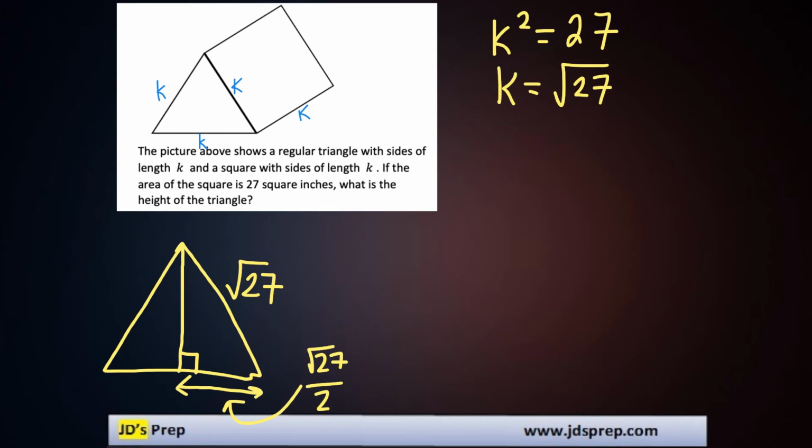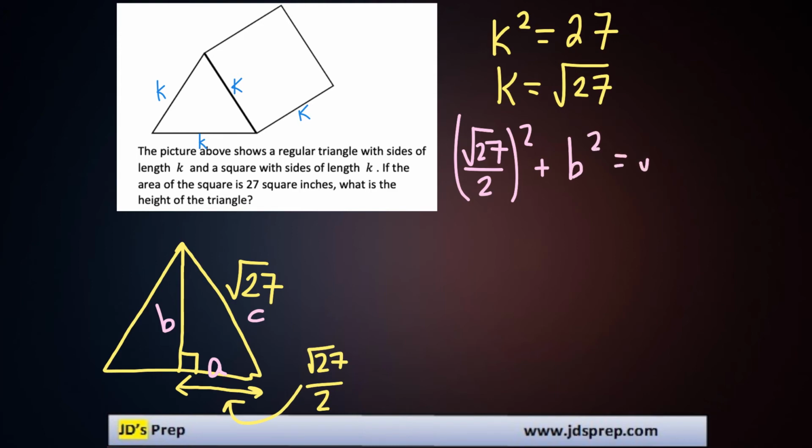Okay, so now let's go ahead and use the Pythagorean theorem. Let's call these sides a, b, and c. All right, so that means the square root of 27 over 2, all squared, plus b squared, b being the height of the triangle, is equal to the square root of 27 squared. Well, that just works out to 27. b squared we'll just leave alone.